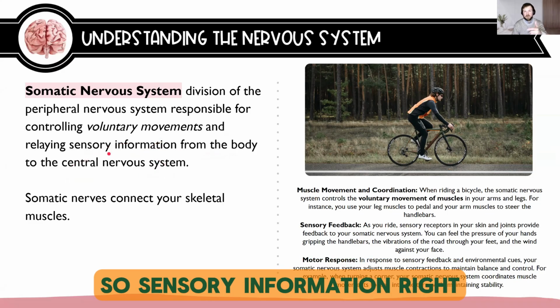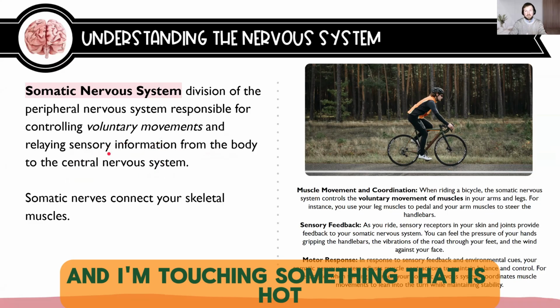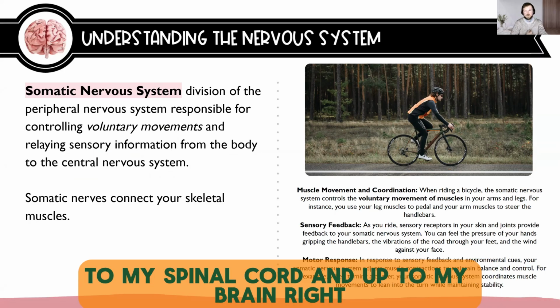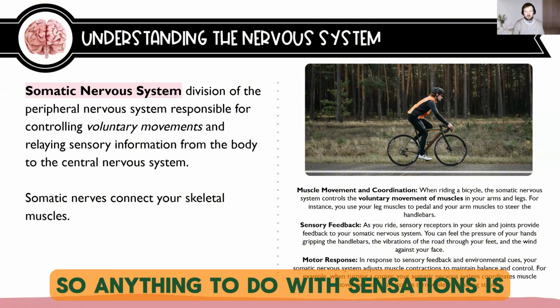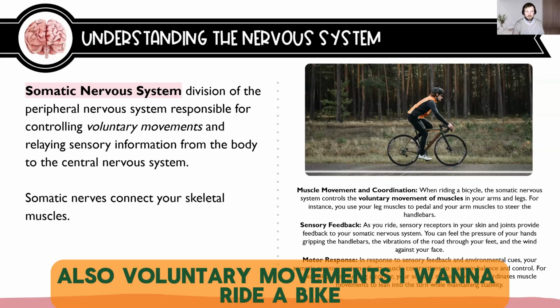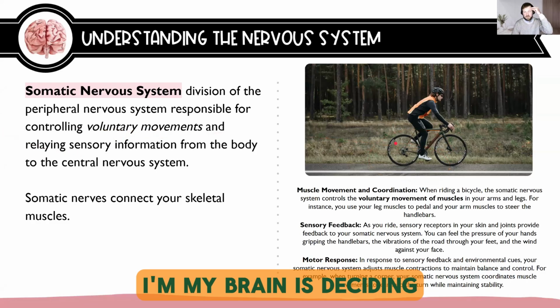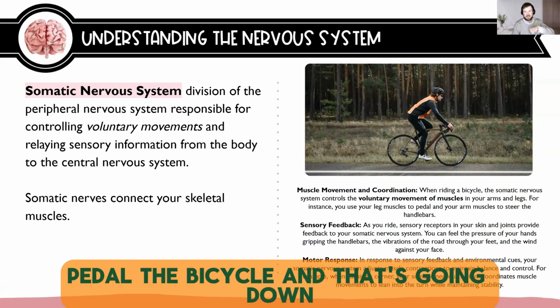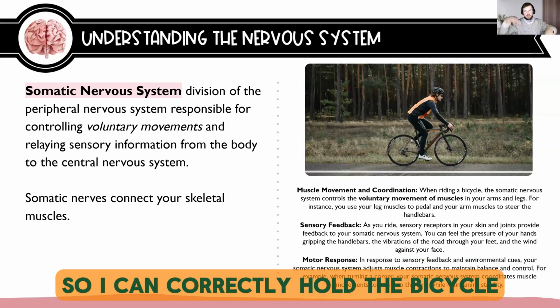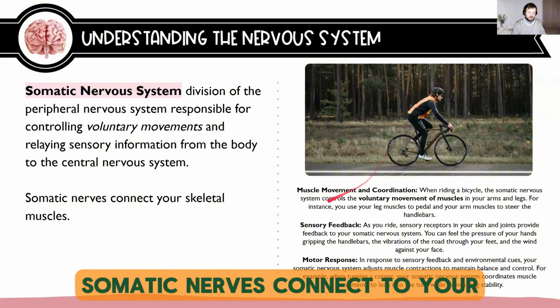So sensory information, right? I'm touching something that is hot, and that information is traveling down my nerves to my spinal cord and up to my brain, right? So anything to do with sensations is the somatic nervous system, right? Also, voluntary movements. I want to ride a bike. My brain is deciding pedal the bicycle, right? Pedal the bicycle, and that's going down through my spinal cord and out to my nerves so I can correctly hold the bicycle and my legs are moving and pedaling.